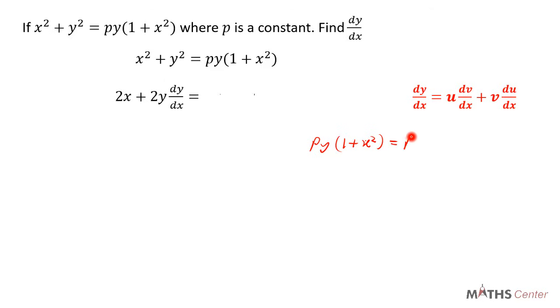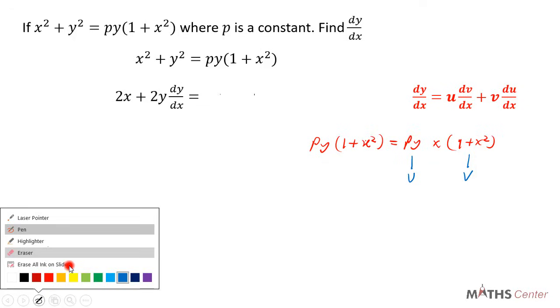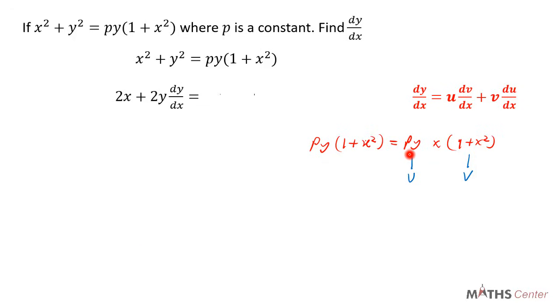I'll write it such that I'll be able to get my u and my v. I'll separate it as py times 1 plus x squared. So here the py becomes u and the 1 plus x squared becomes v. Remember that p is a constant. So if py is u and 1 plus x squared is v, if we are using the product rule to differentiate here, we will have to keep u, and u is py. So we keep py, then times, we differentiate the second one, that is v.